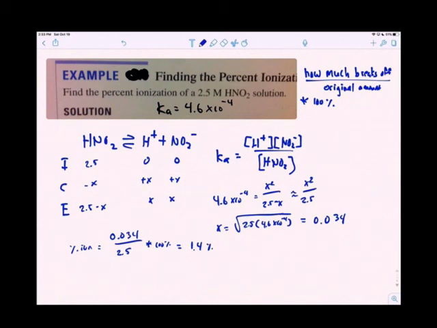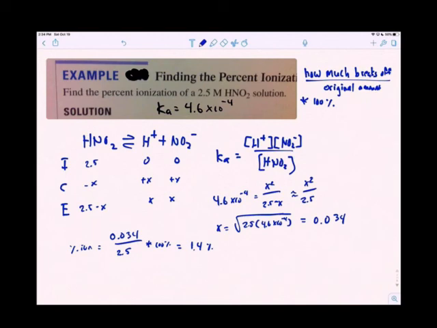So recap with this one. We have nitrous acid, initial, change, equilibrium, start off with 2.5 molar, and figure out the ICE chart with the extent of reaction shifting to the right. So minus x for the reactants, plus x for the products. Write the equilibrium expression, put in the numbers, apply the x is small approximation, get x is 0.034, and then compare that to the original. So 0.034 breaks apart, and it's originally 2.5 molar, so it only ionizes 1.4%.